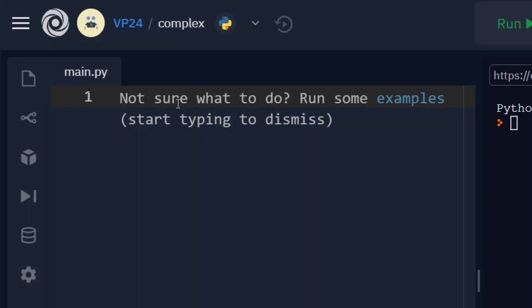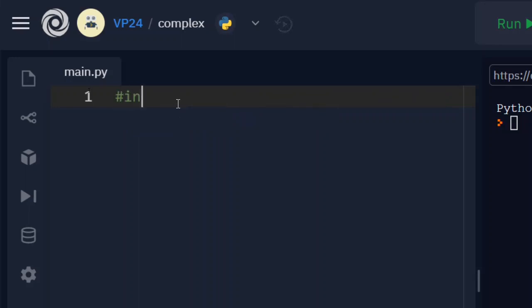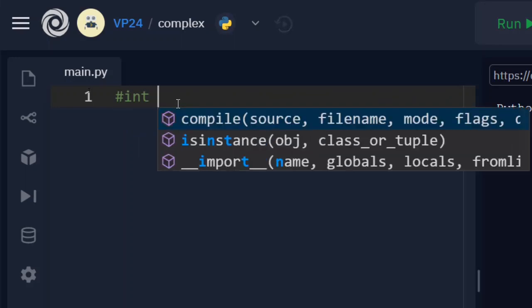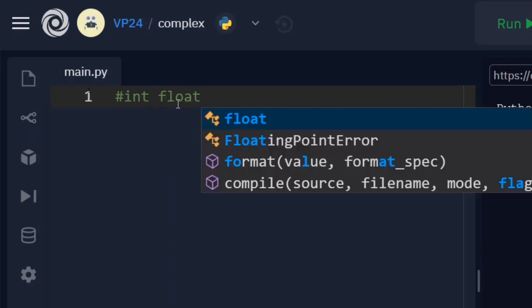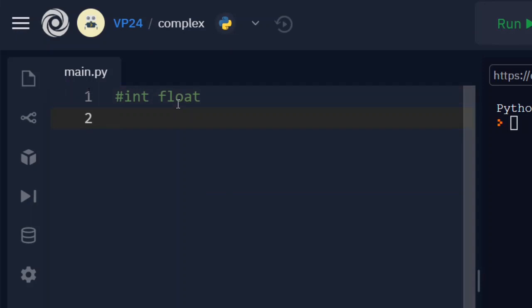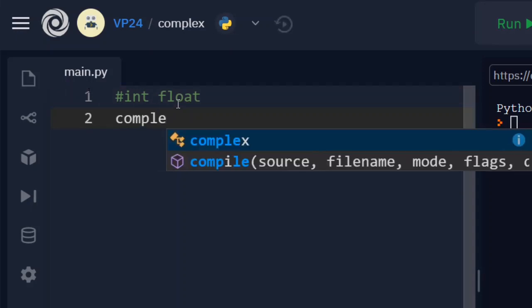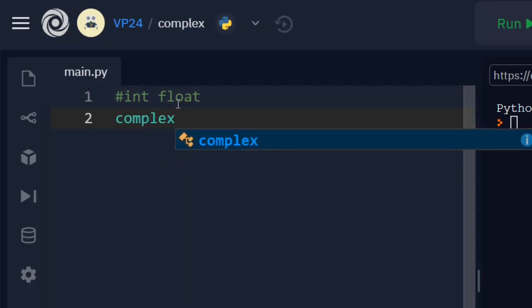Until now, we have learned something known as the int data type and also the float data type in Python. And we also know that both of these are under the category of the number or numeric data type. But then we have another data type, which is known as the complex data type. And this is also under the category of our number data type.